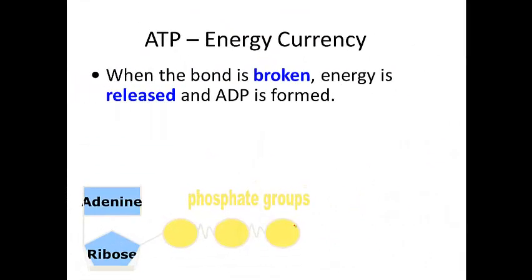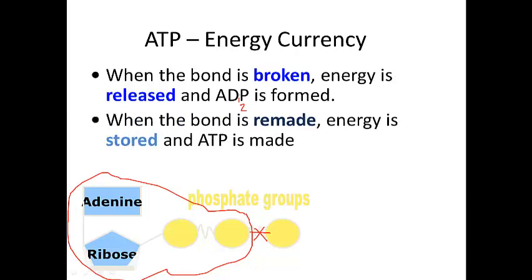What that means is when the bond is broken and it's no longer held together, energy is going to be released. And then you're going to have a molecule that's known as ADP. D stands for di, and di means 2. That means that there are now only going to be 2 phosphates as opposed to 3 because this bond was broken, and you would just have this molecule right here. Exactly the same except just missing 1 phosphate.